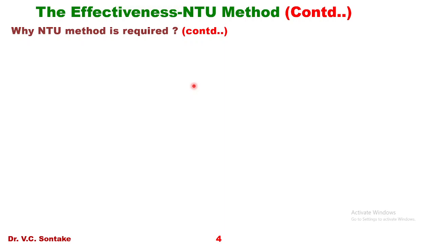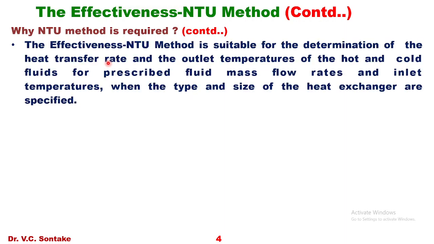So why NTU method is required? The effectiveness NTU method is suitable for the determination of the heat transfer rate and the outlet temperatures of the hot and cold fluids for prescribed fluid mass flow rates and the inlet temperatures when the type and size of the heat exchangers are specified. So if size and type of heat exchangers are known to us and outlet temperatures are to be calculated for a given mass flow rate, effectiveness method will be very effective.